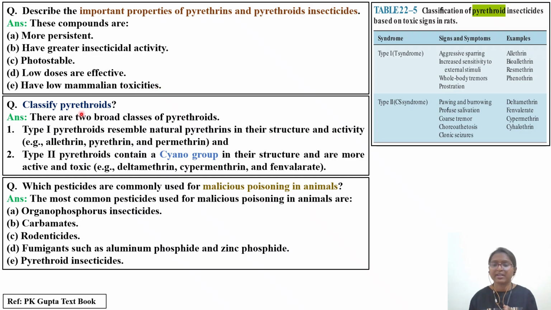Then we have classify pyrethroids. So you should know type 1 and type 2. Which pesticides are commonly used for malicious poisoning? Pause here. Again, we keep discussing this in our channel also, and it will be there in your syllabus as well as in your exam.